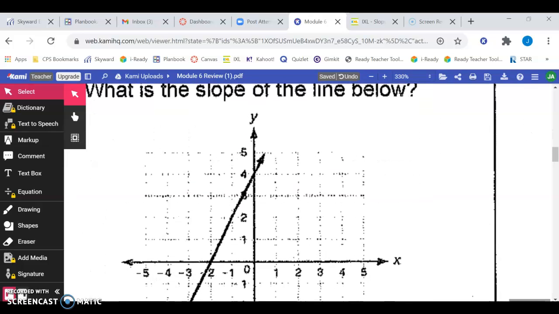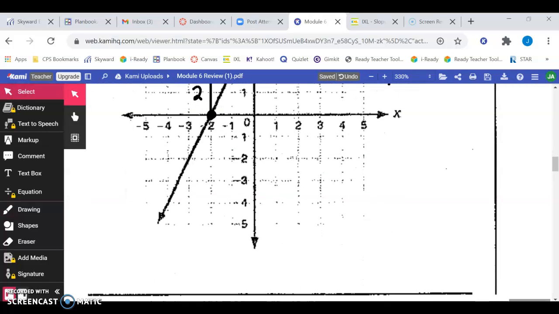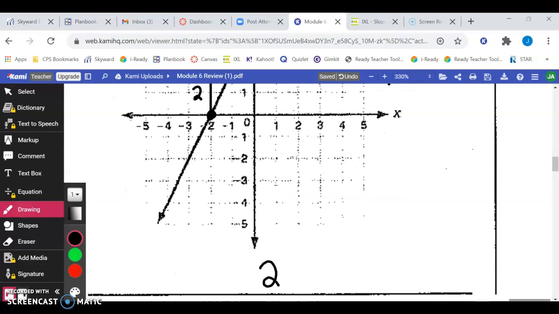What is the slope of this line? Well, we have to find 2 points that are exactly on ordered pairs that we can tell what they are. So it looks like here and here. So I'm going to go up and over to get to that point. I'm going to go up 2 spots, and I'm going to go over 1. So rise is 2, run is 1, and that simplifies to 2. So the slope of this line is 2.